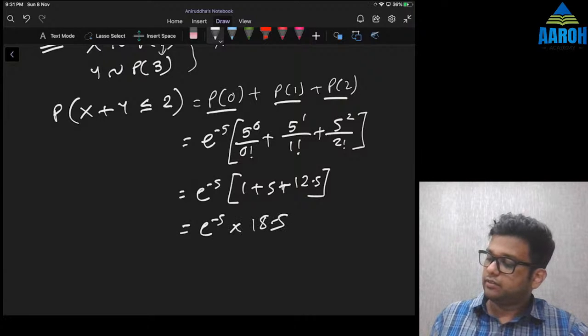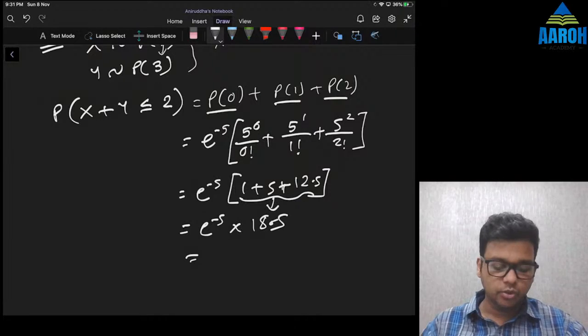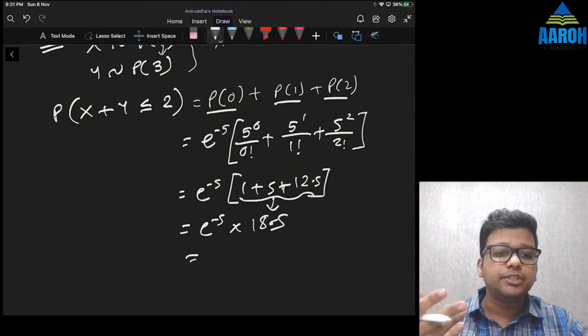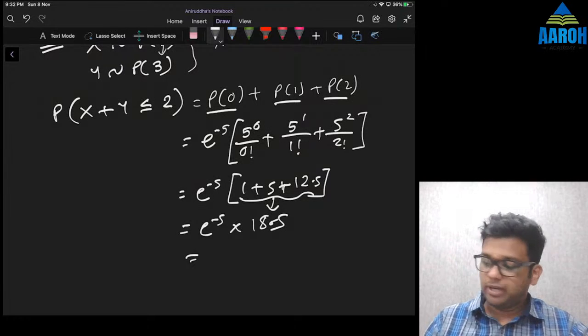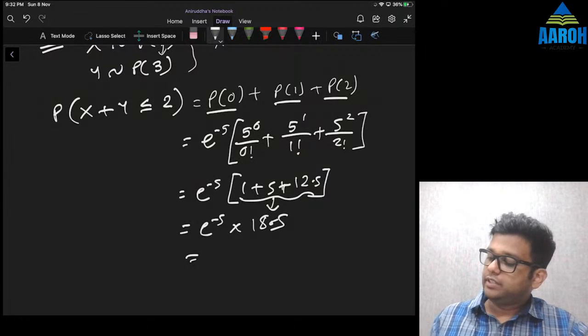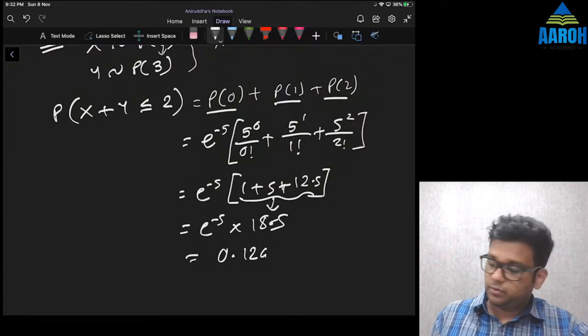Correct. Calculate 2.71828 raised to 5 and take the reciprocal. Multiply by 18.5. Check if everyone is getting the answer as 0.124.